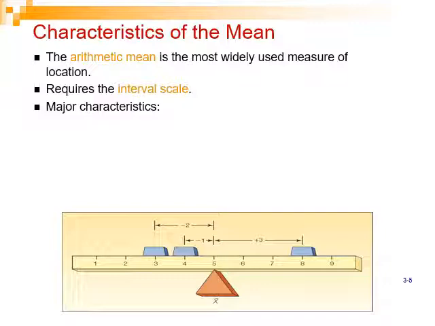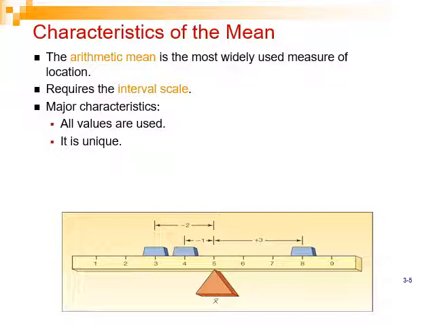This means that the mean can't be used in the case of a nominal measure or an ordinal measure. Only with an interval or a ratio scale can we use the mean as a measure of location. A characteristic of the mean is that we use all the values, whether these values are a population or a sample.